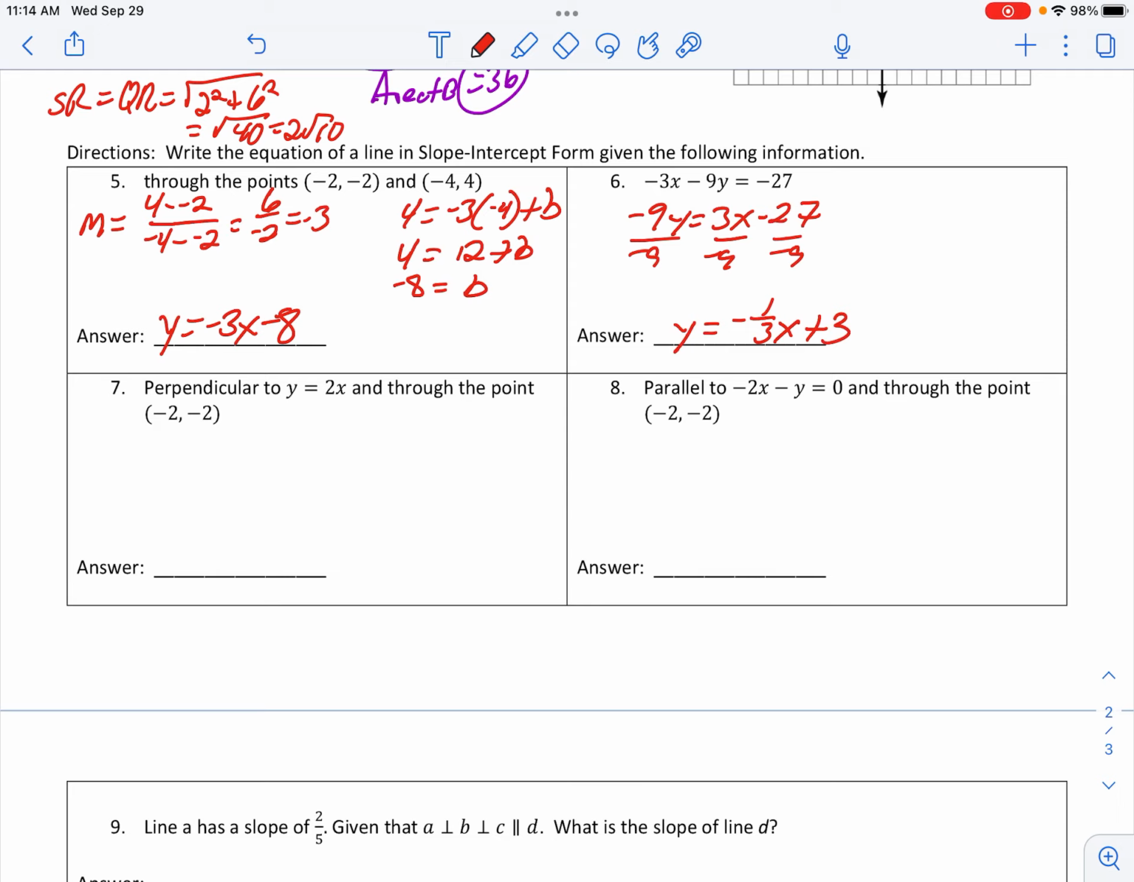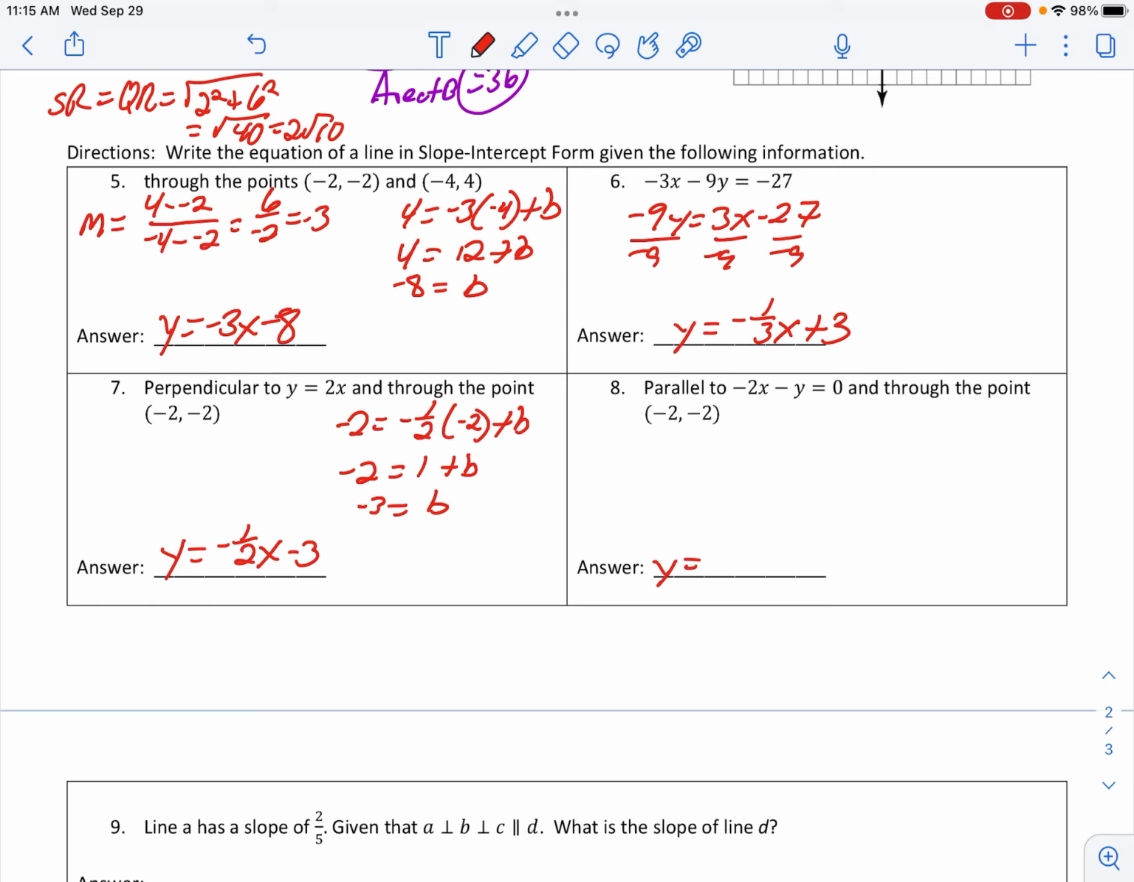Perpendicular, take that slope of 2, negative reciprocal. So it's going to be -1/2 x something. Got to find the y-intercept. So like we did up above on number 5, you're going to take that point, use the equation you're starting to build, and solve out for b. That gives me 1, subtract that 1, -3.